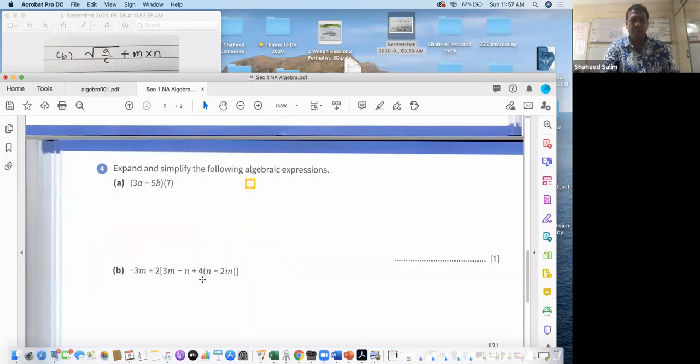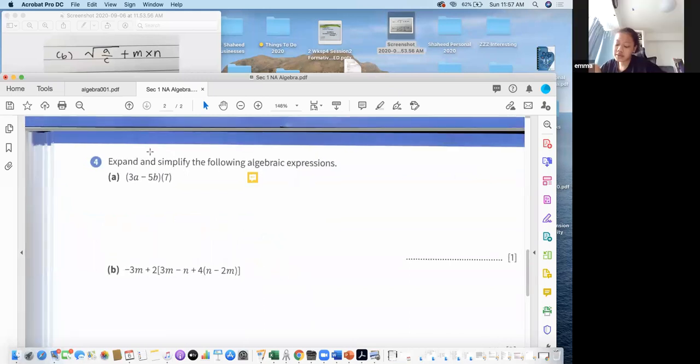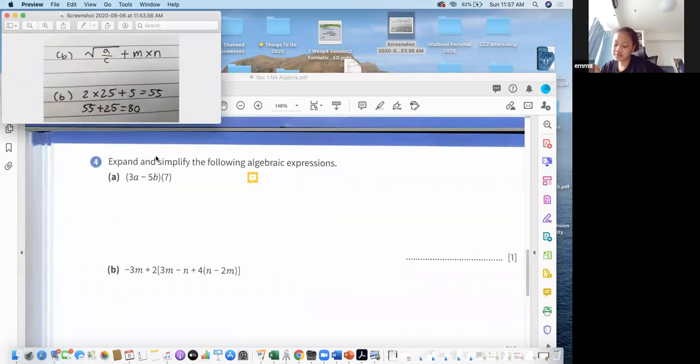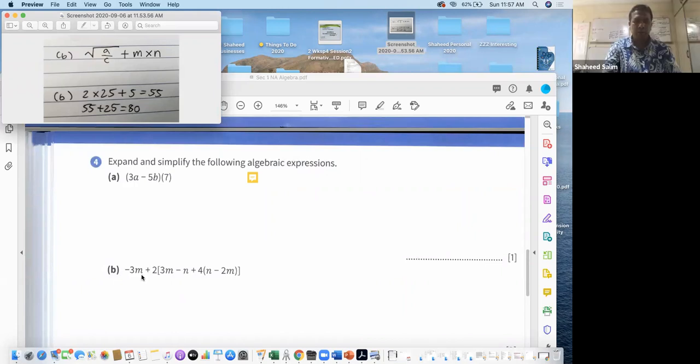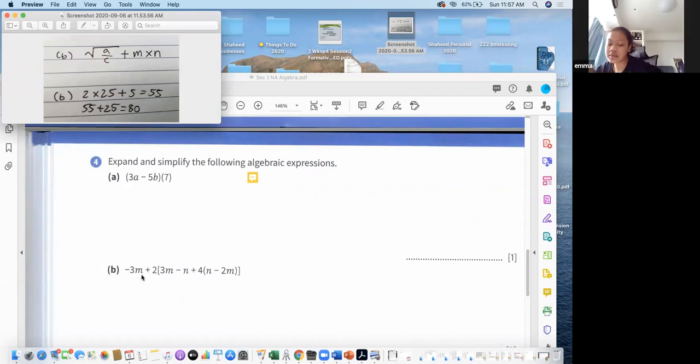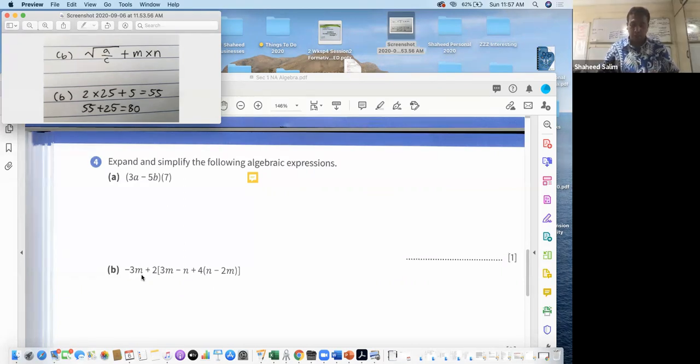What about this one? Your answer is M plus 6M. Minus? Sorry. 15M plus 6N. Just 1 minute. This B, the one below, is not. Hold on, just a moment. Minus 13M plus 6N. Okay, well done.